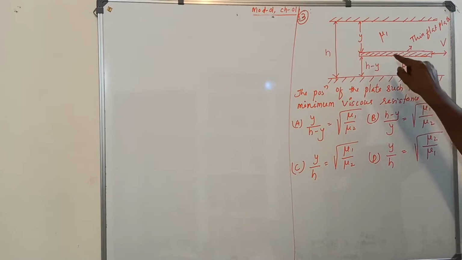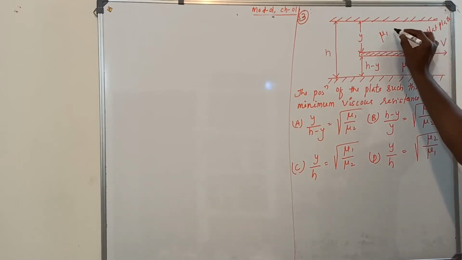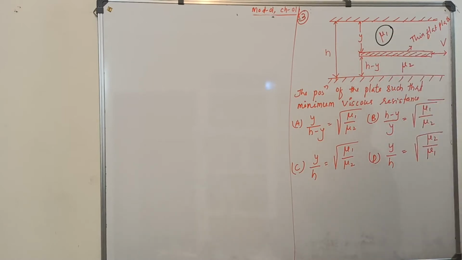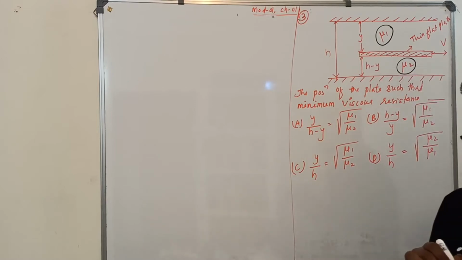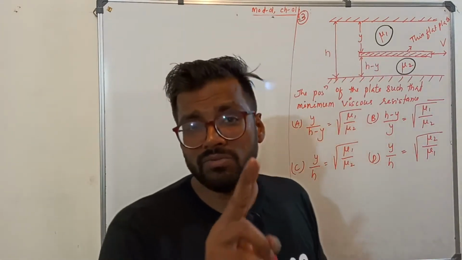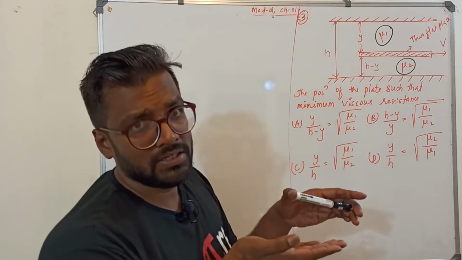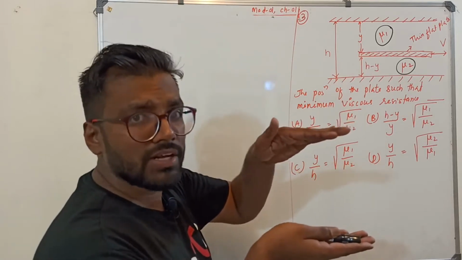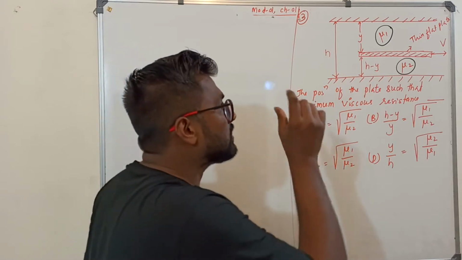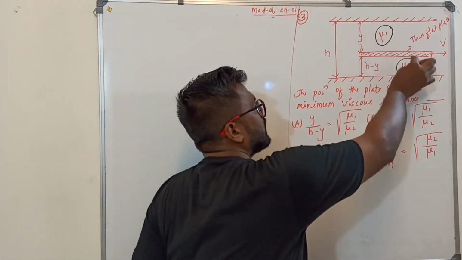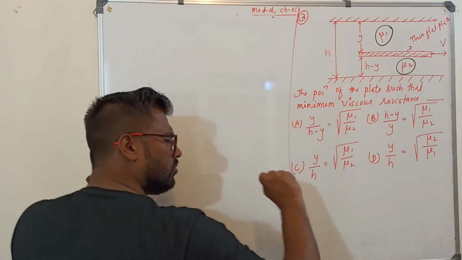Now the top side of the thin plate has a fluid. What is the viscosity of the fluid? mu1. The bottom side of the plate has one more fluid, and this fluid has a viscosity mu2. That means there are two different kinds of fluids, separated by a thin flat plate. The top portion has viscosity mu1, and the bottom portion has viscosity mu2. The thickness of the mu1 fluid is y, whereas the thickness of the mu2 fluid is h minus y.